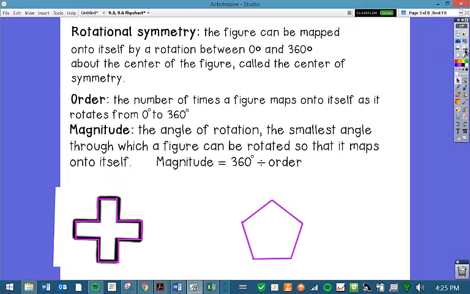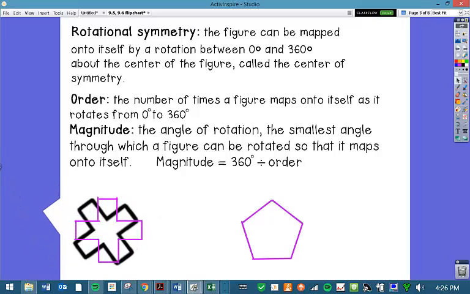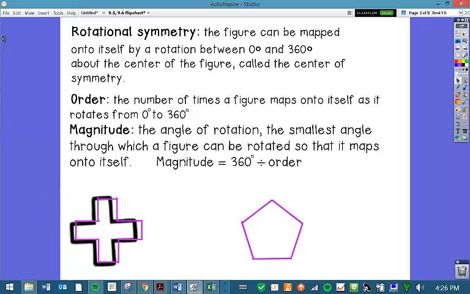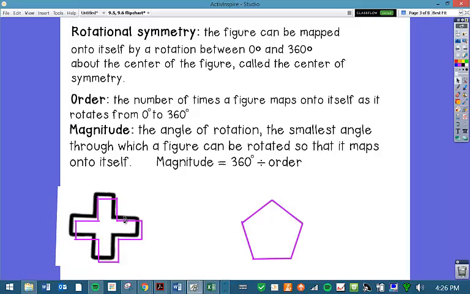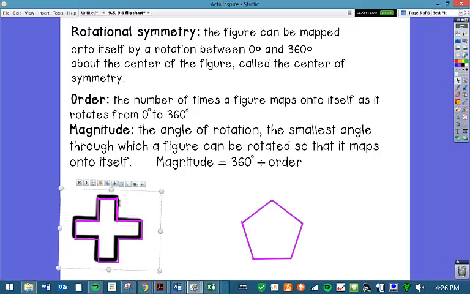Okay, the second type of symmetry is rotational symmetry. Rotational symmetry is when you rotate your figure somewhere between 0 and 360 degrees about the center of the figure, and it's going to map onto itself. If you think about this cross, plus sign type figure, I traced it in pink so you can notice that I can rotate that plus sign, and it's a little bit off, but it maps onto itself.